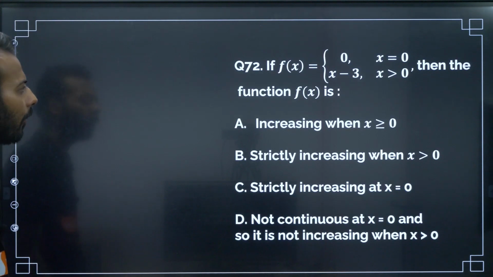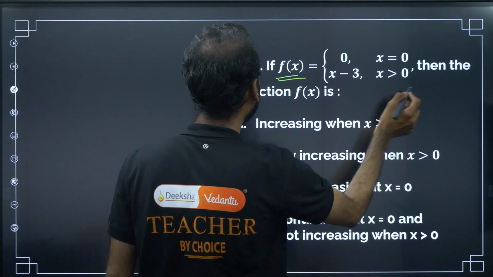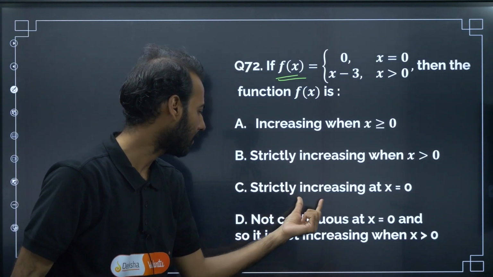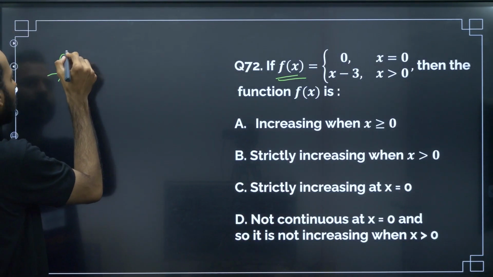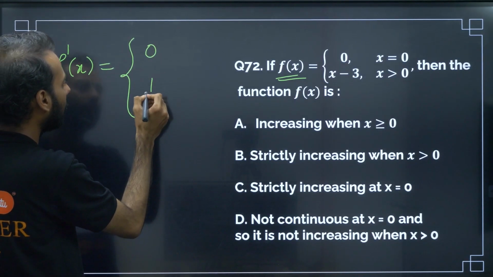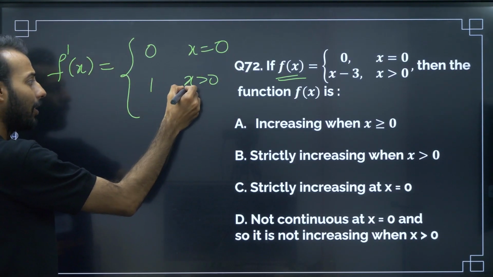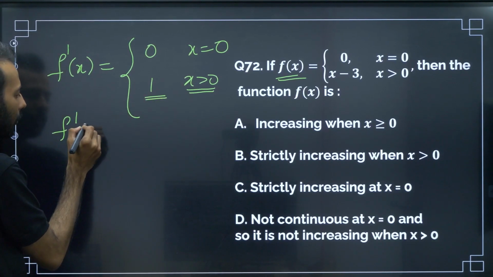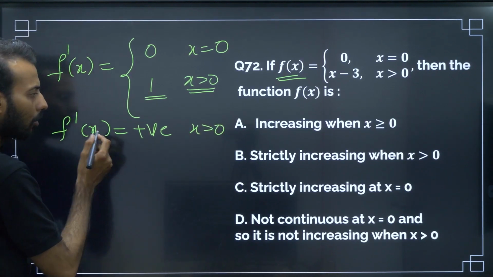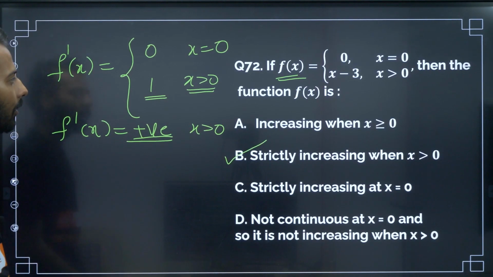Moving to the next question, they have given one function f of x, and they are asking when the function is strictly increasing. So we have to go for f dash of x. I am differentiating this side: 0 when x is less than or equal to 0, and 1 when x is greater than 0. So when x is greater than 0, f dash of x is 1, that means f dash of x is positive. So strictly increasing, f dash of x is positive means strictly increasing when x is greater than 0.